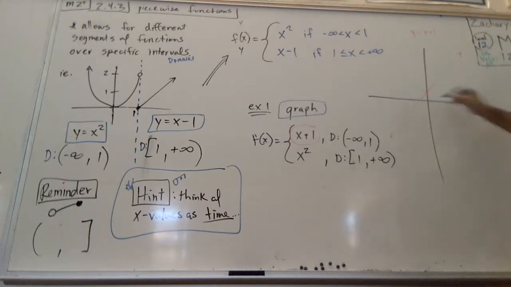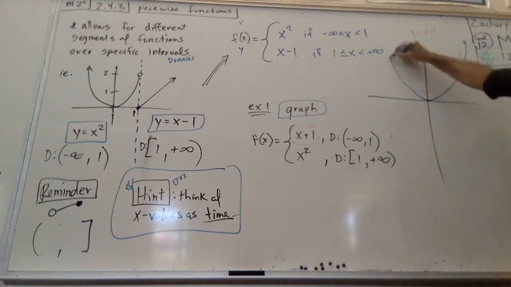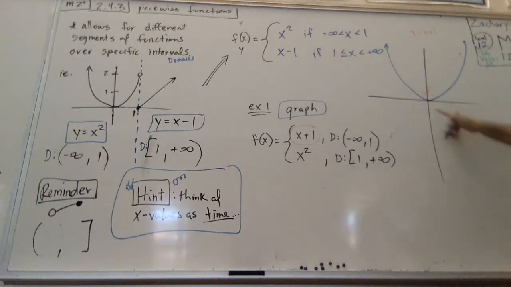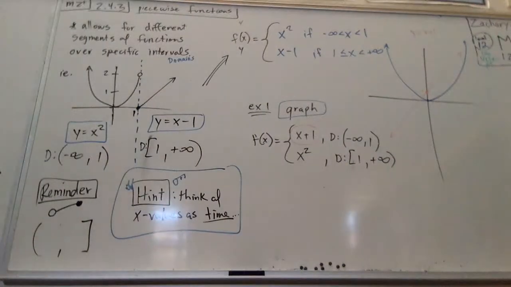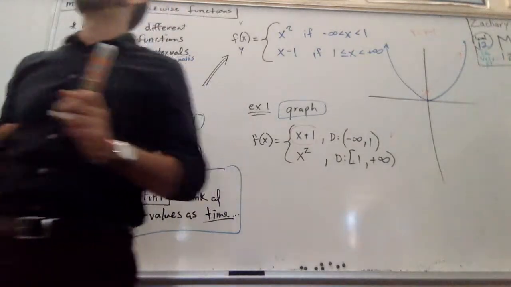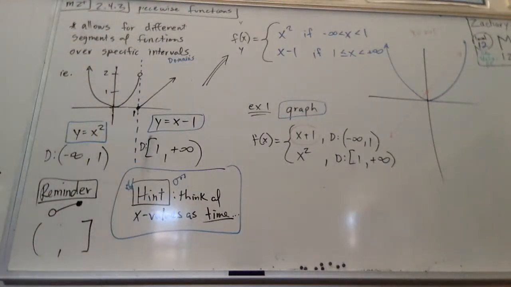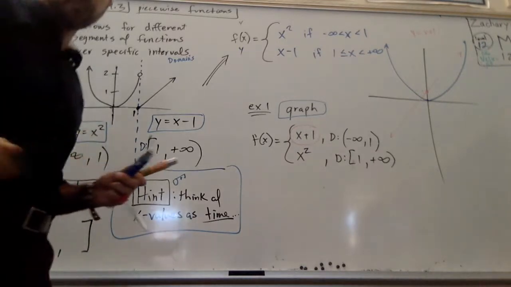X squared is this. It's one of our parent functions. It's a parabola right through the origin. There's no translation up and down, side to side for that. Okay. So looking at that, now I want you to go ahead and put a dotted line where you think our boundary is. From this side to the left, we have this function. From this side to the right, we have this function. Where is it? Look at the domain. Maybe that gives you a hint. What do you think?